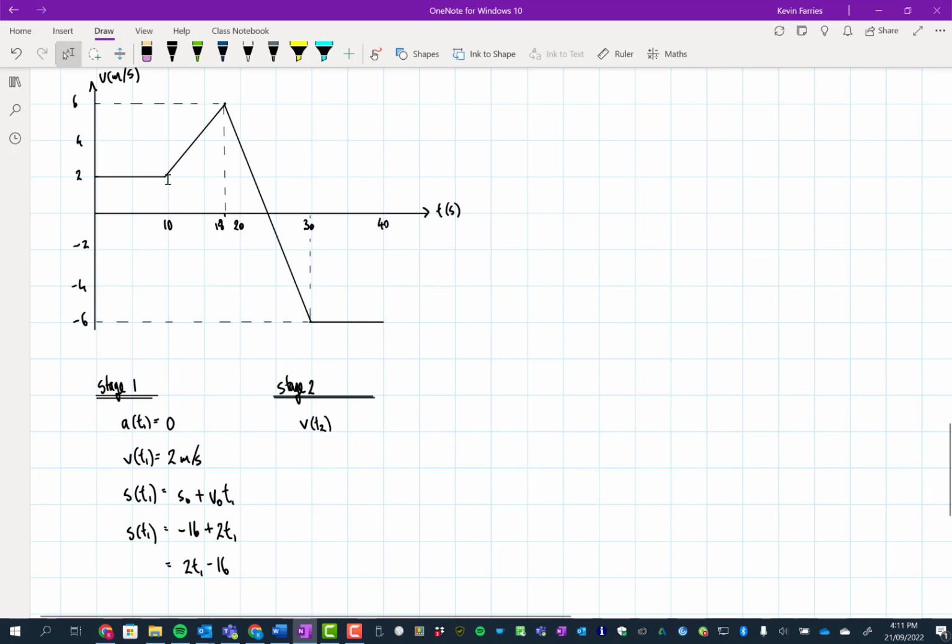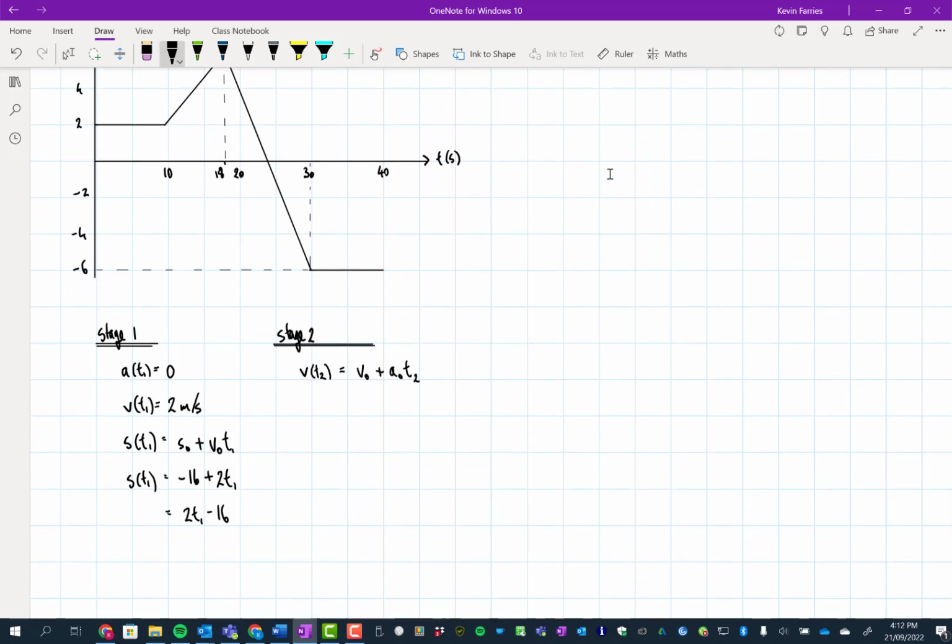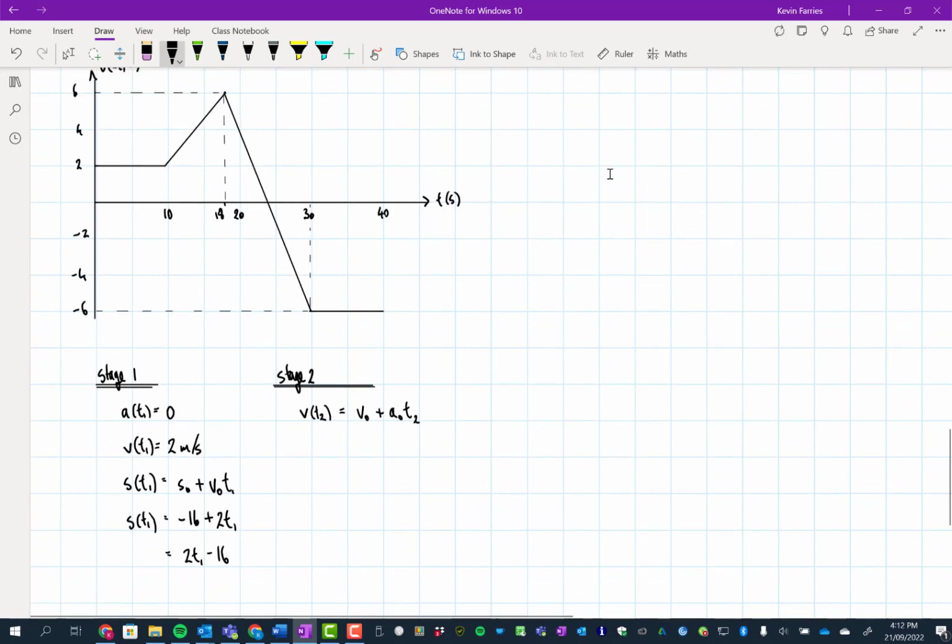So at this point, T2 is going to be 0. So V of T2, this is just deriving it really if you needed to, is equal to your initial velocity plus your initial acceleration times T2. And in our case, what have we got?